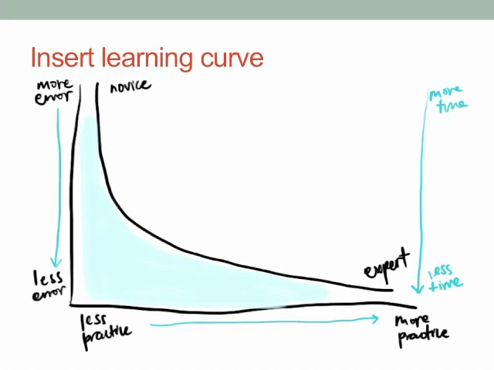This is the learning curve. We want to move users down the learning curve so they become experts in what they do quickly. There will be fewer errors and less time is required to do the same task, and productivity increases.